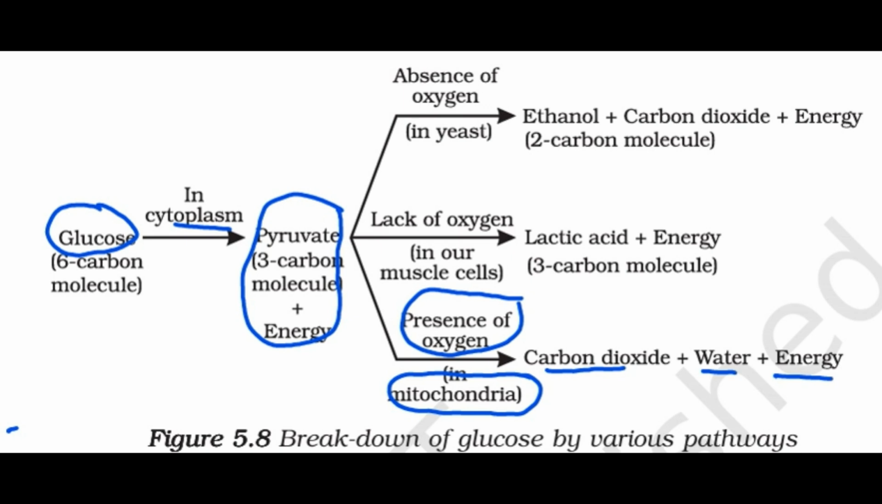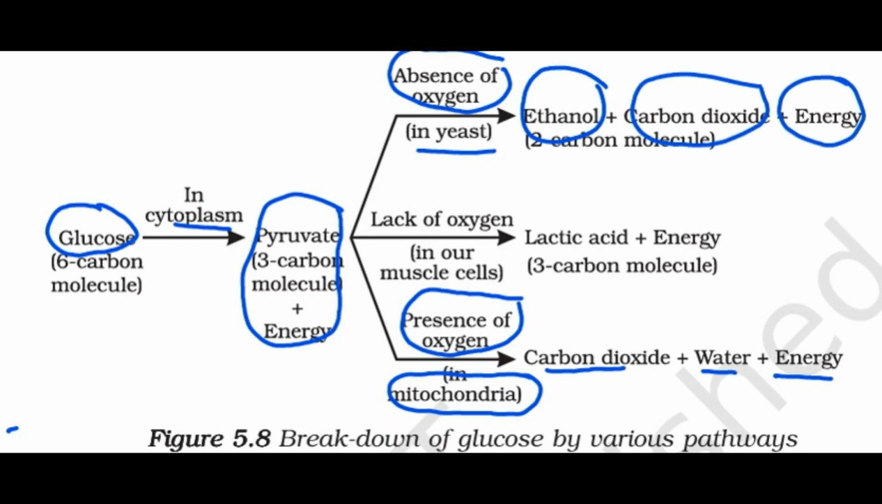These are the products. Now in case pyruvate is in the absence of oxygen, in yeast, the products are ethanol, carbon dioxide and energy, and ethanol is a 2-carbon molecule. Similarly, in our muscle cells also, in the lack of oxygen, the pyruvate gets converted to lactic acid and energy. Lactic acid is a 3-carbon molecule.